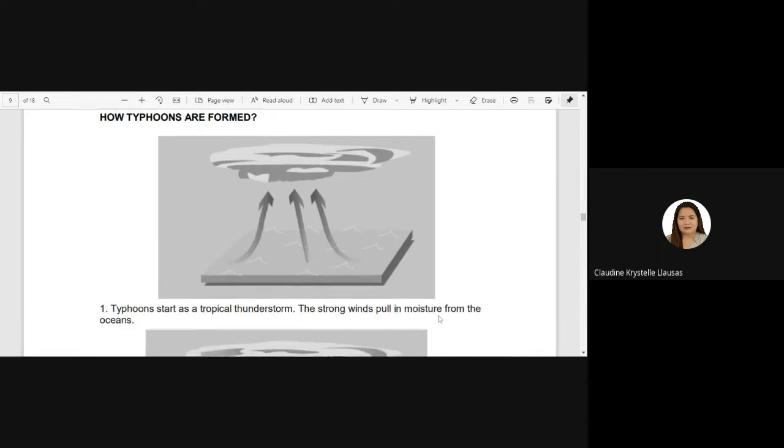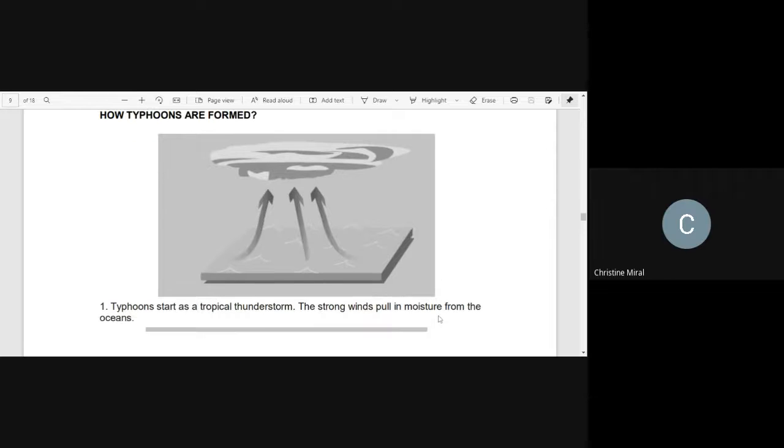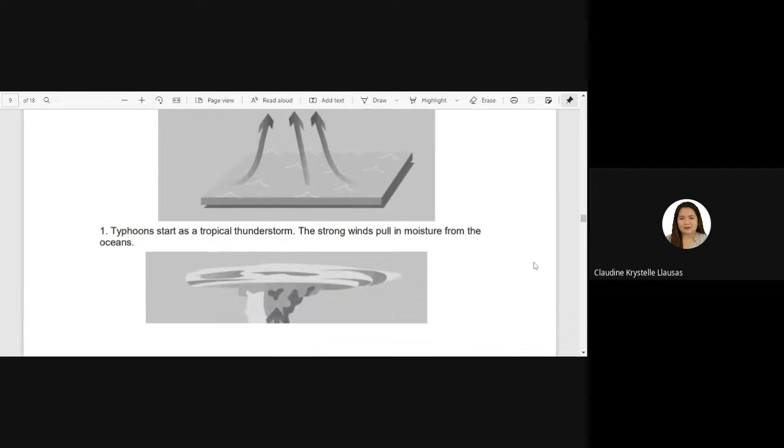Can you see the screen? Yes, ma'am. Okay. How typhoons are formed. Of course, typhoons start as a tropical thunderstorm. Strong winds pull in moisture from the ocean through a process called evaporation. When it is hot, the clouds above evaporate the water from the seas.